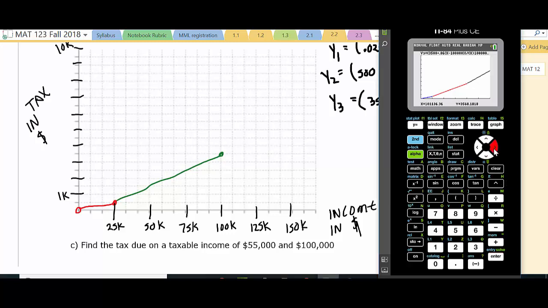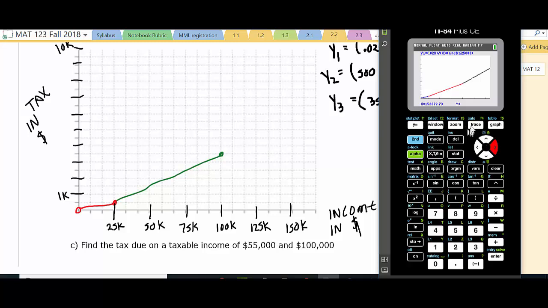Now you can always just trace. So like right now, if I go through and trace, just keep pressing my left arrow key, you can just get an estimation on there, okay? And I can also trace at 150,000 and get it that way, okay?